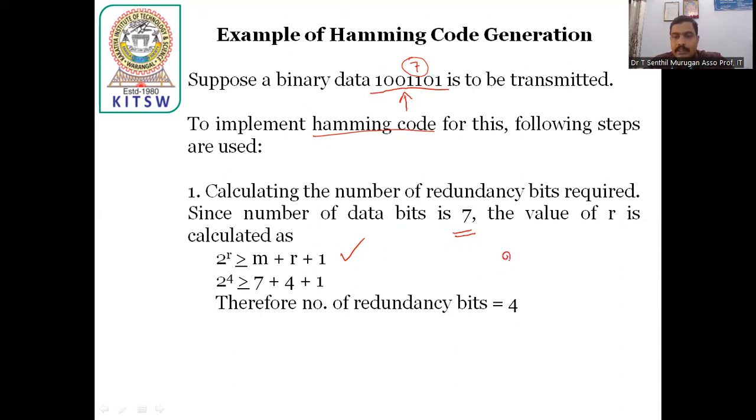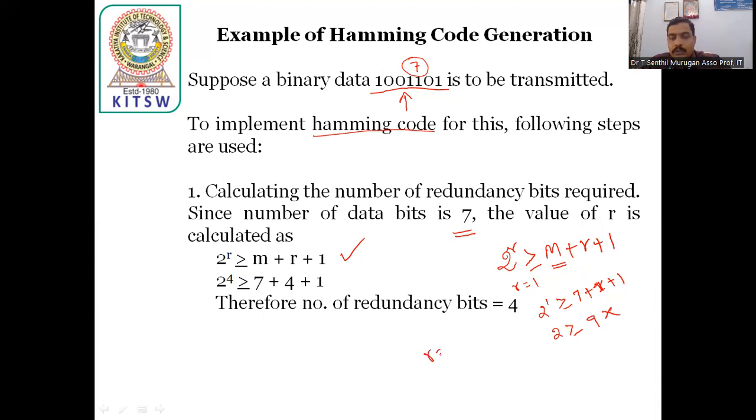So we have to identify the R value. The formula is 2 power R greater than or equal to M plus R plus 1. M is the number of bits available in the data word. Initially, R equal to 1. 2 power 1 is 2, greater than or equal to M value 7 plus R value 1 plus 1, which is 9. So the condition fails.